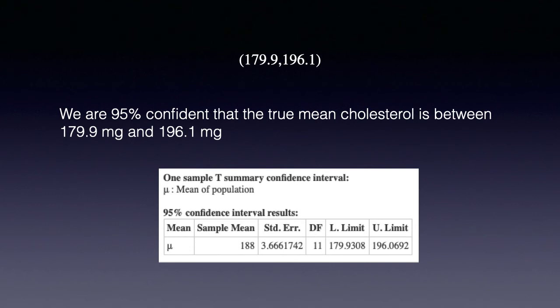And notice it pretty much gives us the exact same thing that we computed before. Okay, so that's the confidence intervals for the population mean, and that's how we do them.